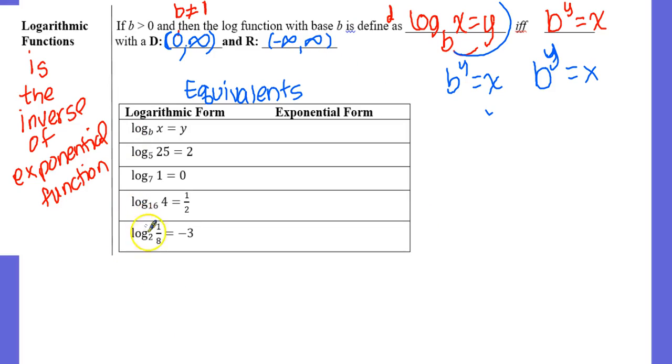Now what I want to do here in my table is color code my base, my of term, and then the right side of my equation. So I think I'll underline my bases in red. You can pick whatever colors you want, but just stick with the colors. I'll do my X's in green, and I'll do my Y's in purple. Okay, and we're going to do some conversions.